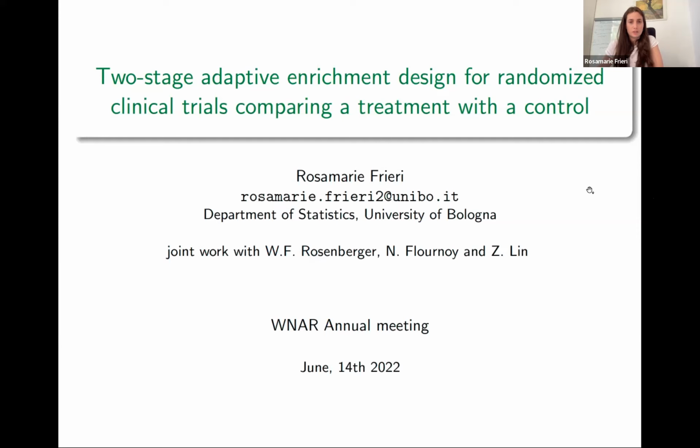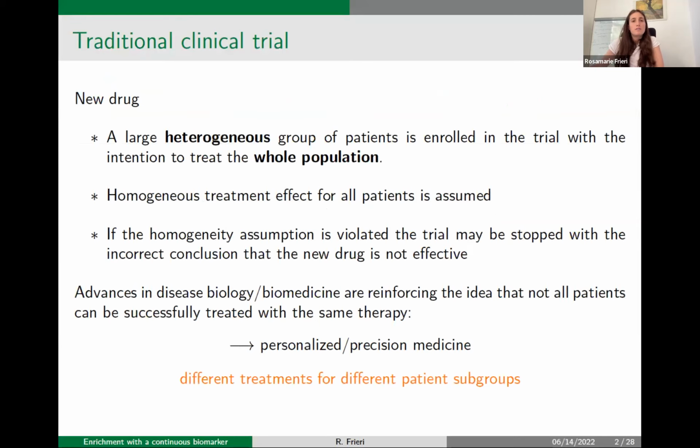This talk is about the design of an enrichment trial. So when we have a new drug that has to be tested, we usually have a clinical trial in which a large group of patients is enrolled with the objective of testing the drug on a heterogeneous group of patients, because then the intention is to treat the whole population. The underlying assumption is that the treatment effect is homogeneous across all patients. However, if this homogeneity assumption is violated, the trial may be stopped with the incorrect conclusion that the new drug is not effective. And this may be because the treatment effect is attenuated due to a small group of patients that don't benefit from the treatment.